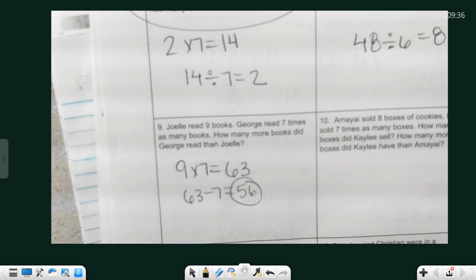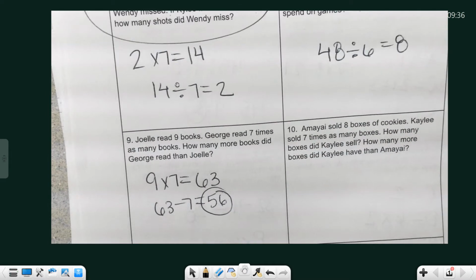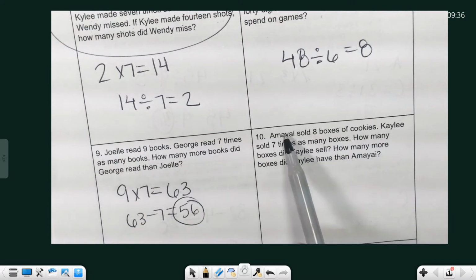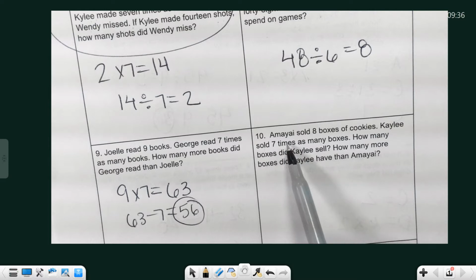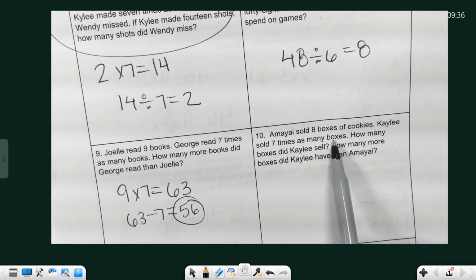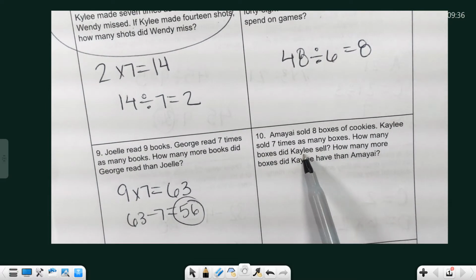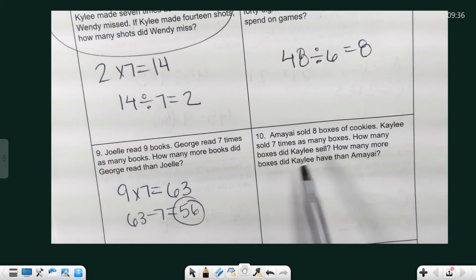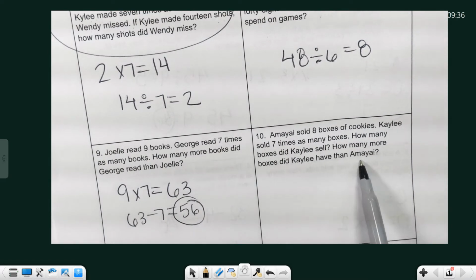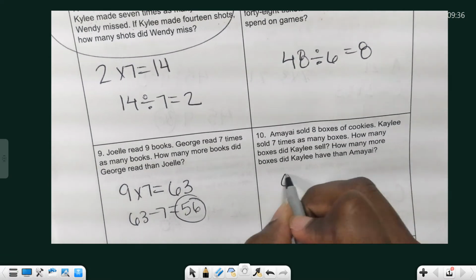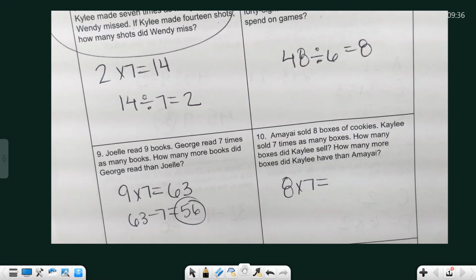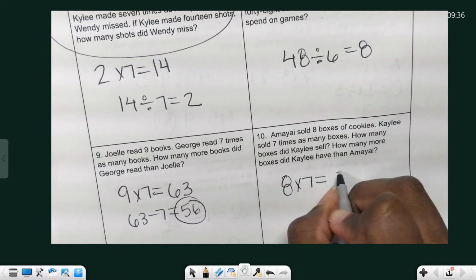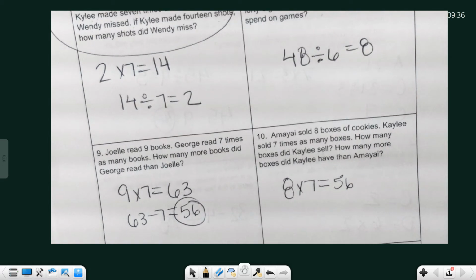All right. Any questions? No, ma'am. Let's look at 10. Amaya sold 8 boxes of cookies. Kaylee sold 7 times as many boxes. How many boxes did Kaylee sell? How many more boxes did Kaylee have than Amaya? 8 times 7, and that product. 8 times 7 is? 56.